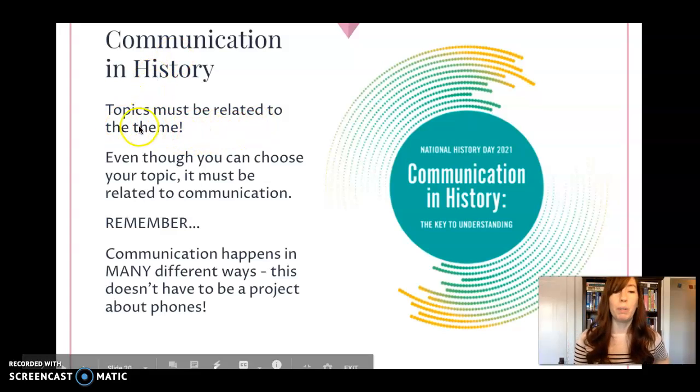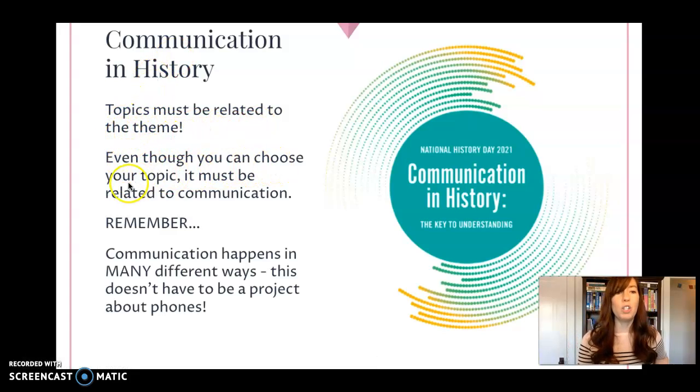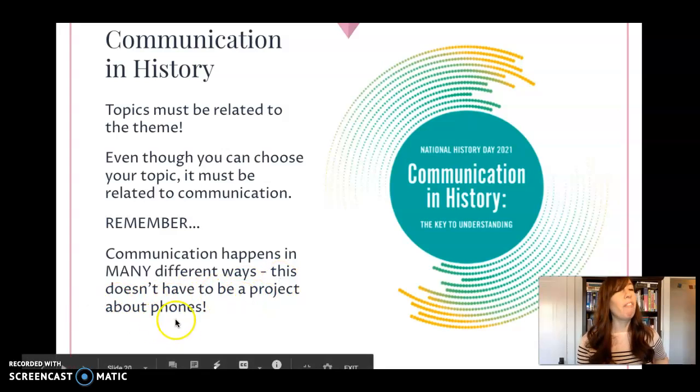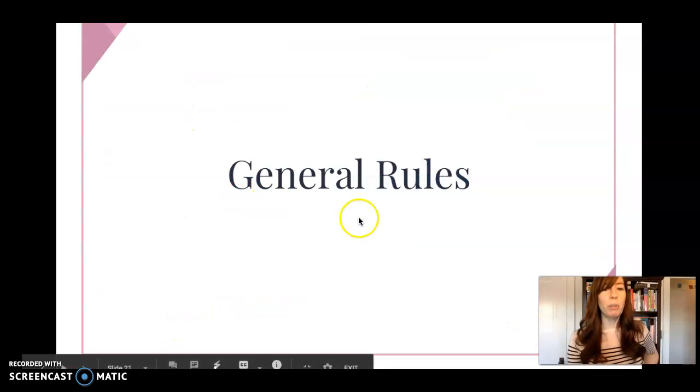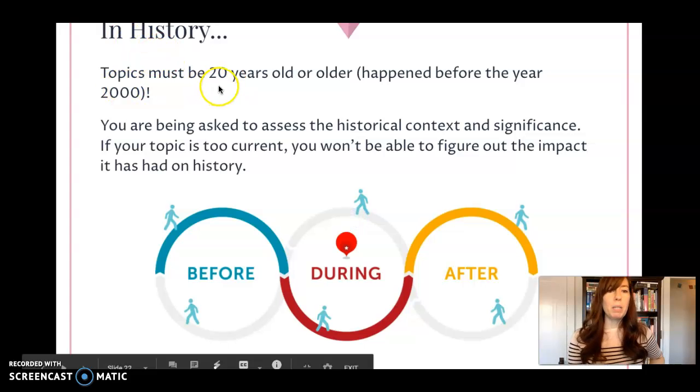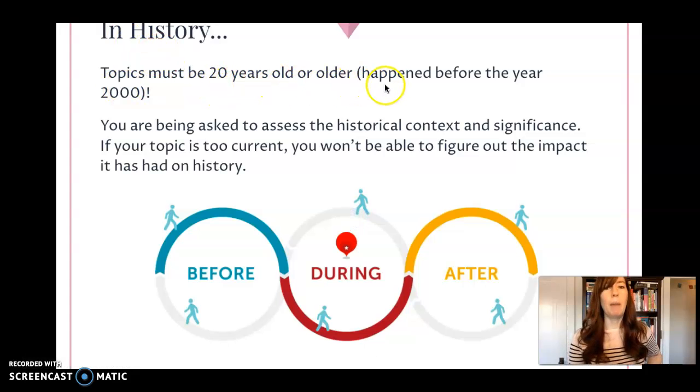Topics must be related to the theme. Even if you can choose your topic, it must be related to communication. Remember, communication happens in many different ways. This doesn't have to be a project about phones. General rules. In history, topics must be 20 years old or older, happened before the year 2000. If you're being asked to assess the historical context and significance, and your topic is too current, you won't be able to figure out the impact it has had on history.